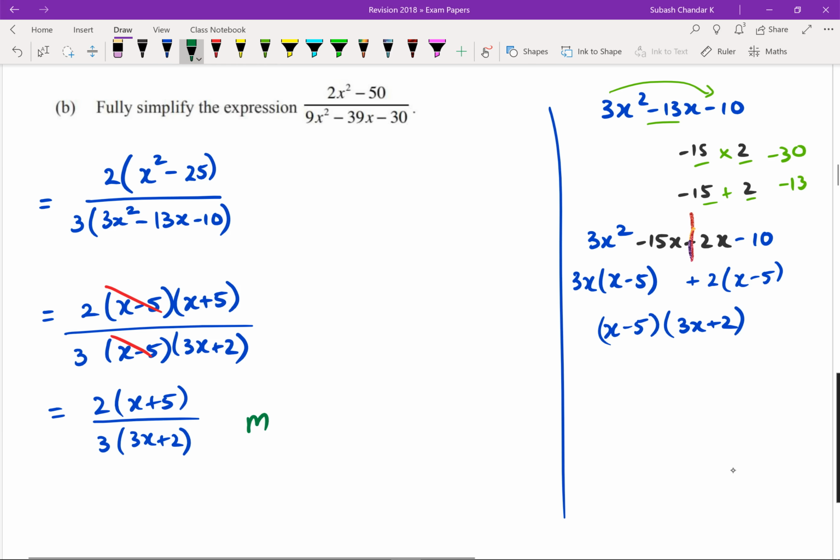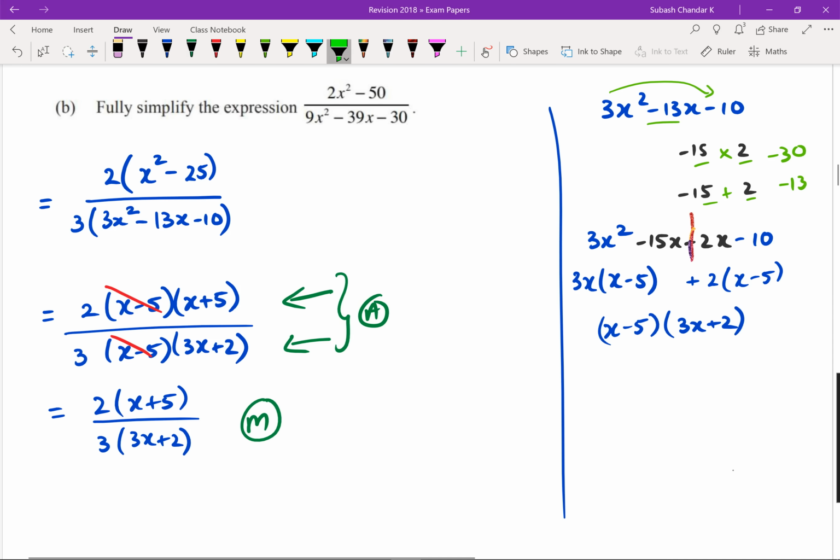Okay, now grades wise, correctly simplified is a merit. Now it says either numerator or denominator correctly factorized. So it could be this, could be this. One of them could get you an achieved. Now I want to actually show you guys another little cheap trick here.